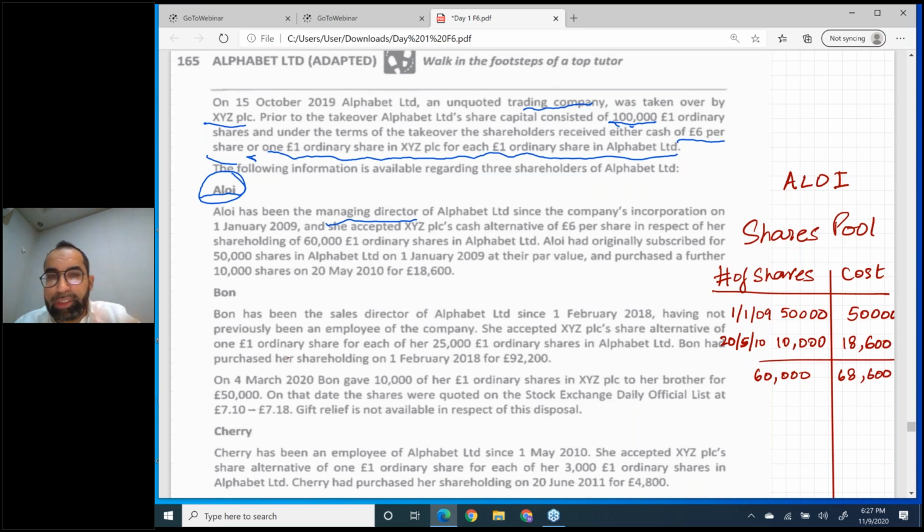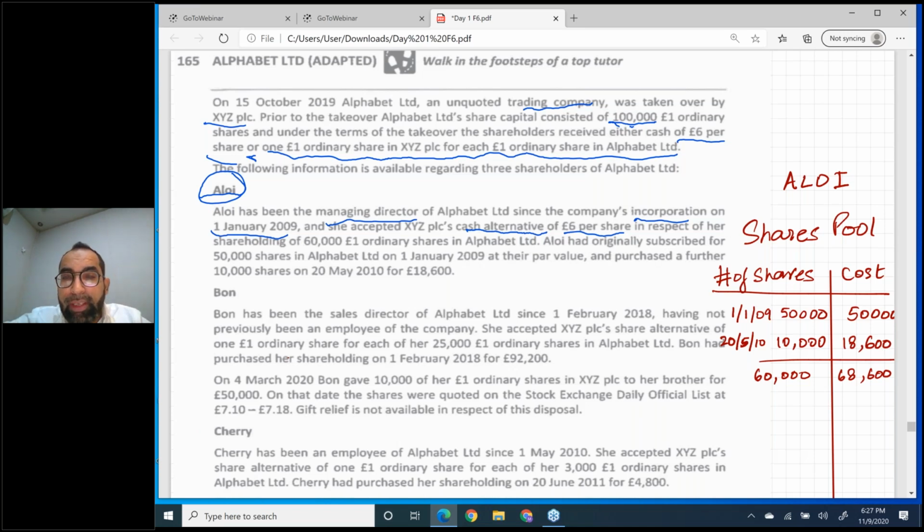She's doing the job in Alphabetic since the company's incorporation on 1st of January 2009, 10 years back. She accepted XYZ PLC cash alternative of £6 per share. What does it mean? That means Alloy sold her shares and took cash. So from Alloy's point of view, this transaction is a disposal of shares.